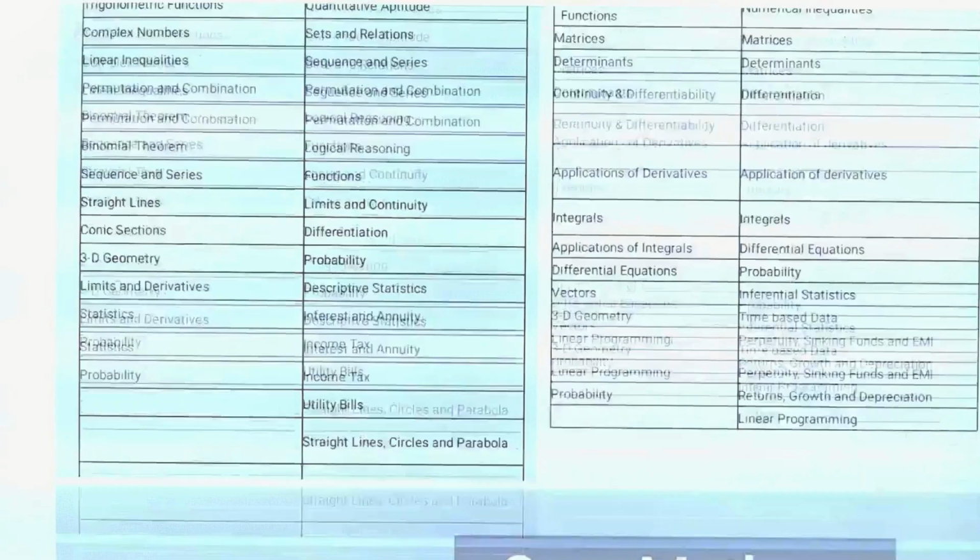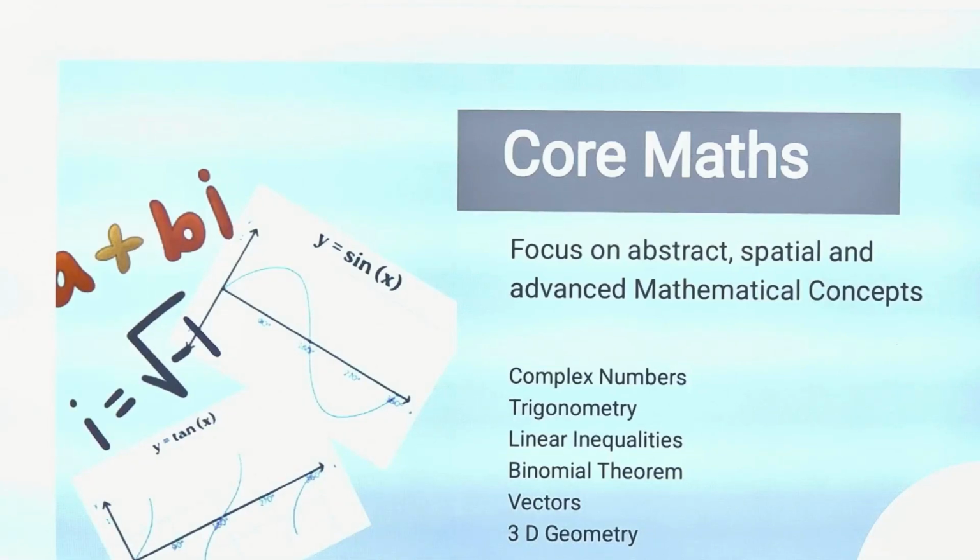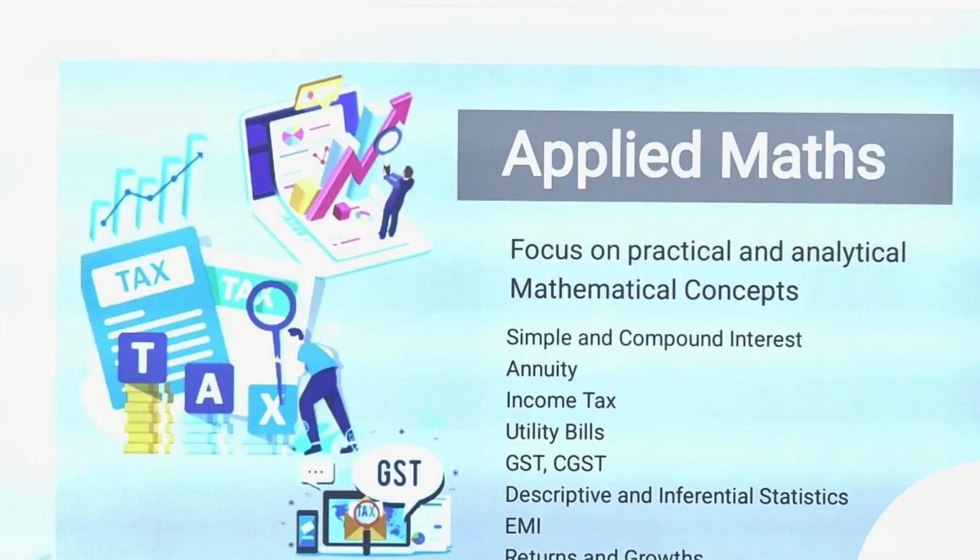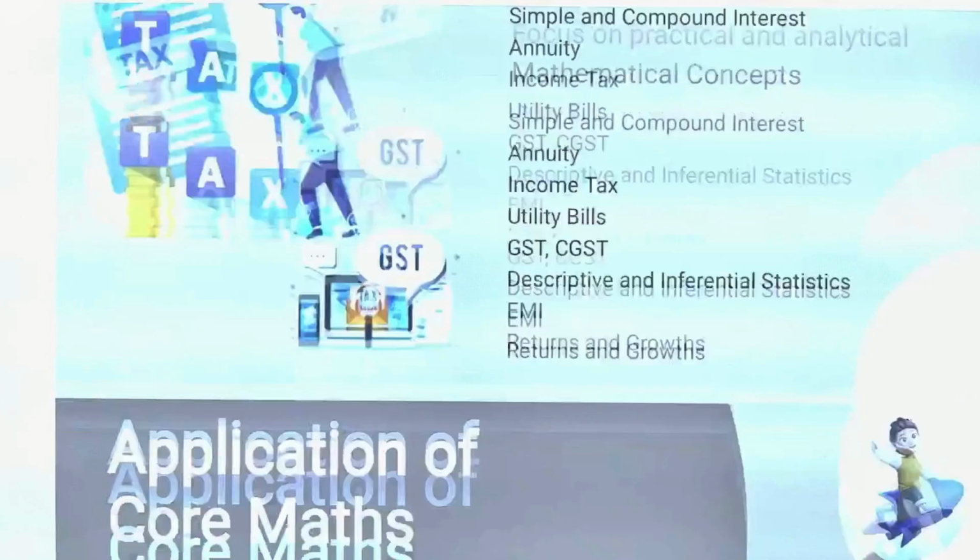Now let's look at the focus area for core maths. It focuses on abstract, spatial and advanced mathematical concepts like complex numbers, binomial theorem, trigonometry, vectors and 3D geometry. Whereas the focus area for applied maths is more on practical, analytical, mathematical things like annuity calculation, different types of interest, descriptive and inferential stats, EMI, growths and returns. So all these involve a lot of data analysis and number calculations.